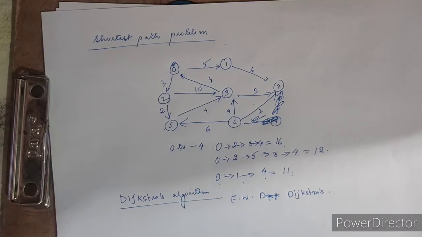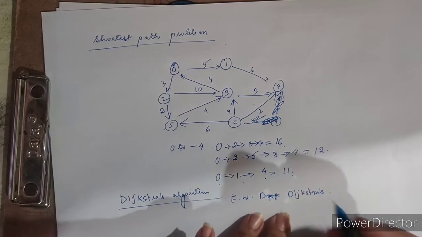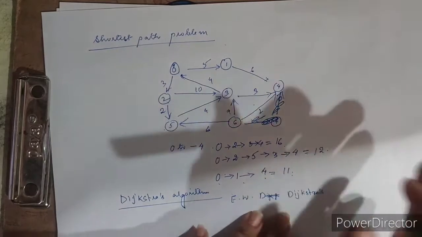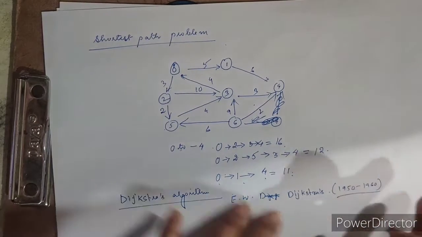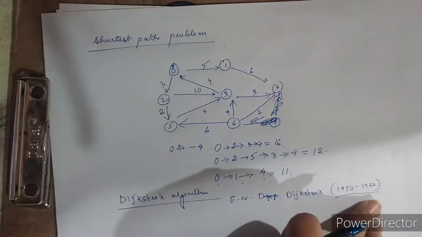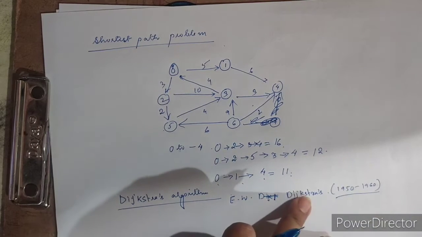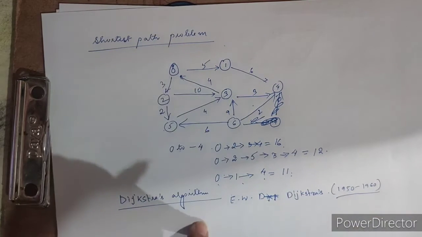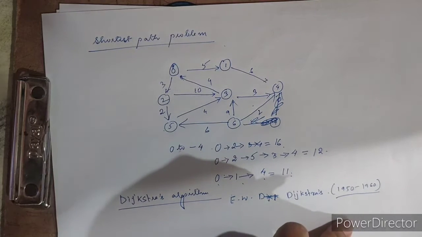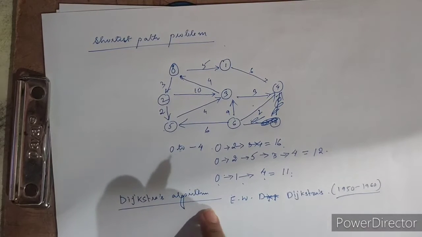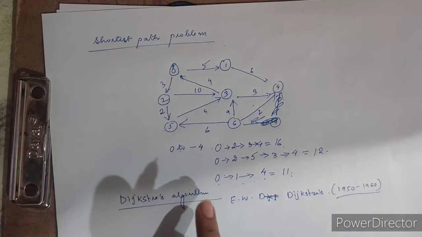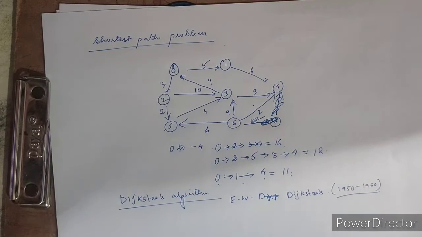It was in the 1950s, around 1950 to 1960; I do not remember exactly. In this algorithm we are going to find the shortest path from the source vertex to all other vertices in the graph. This type of algorithm works correctly only if the weights of the graph are non-negative. So let's understand what Dijkstra's algorithm is all about.